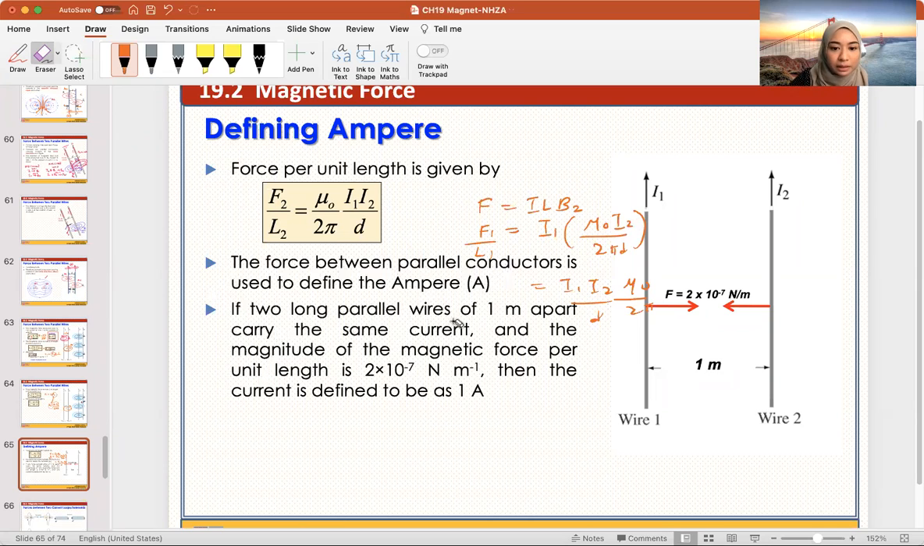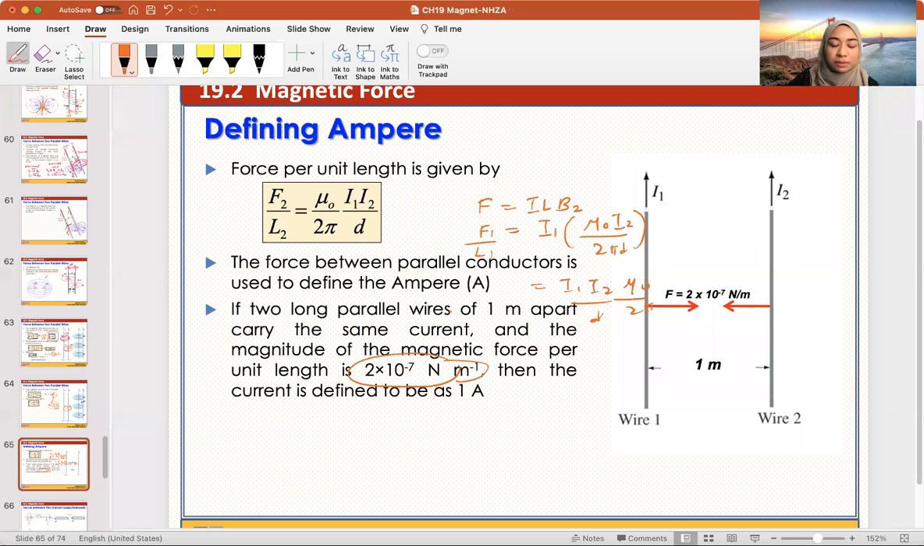Okay, if two long parallel wires are 1 meter apart, so D is 1 meter, and carry the same current, I1 and I2 are the same, and the magnitude of magnetic force per unit length is this, then the current is defined to be 1 ampere.